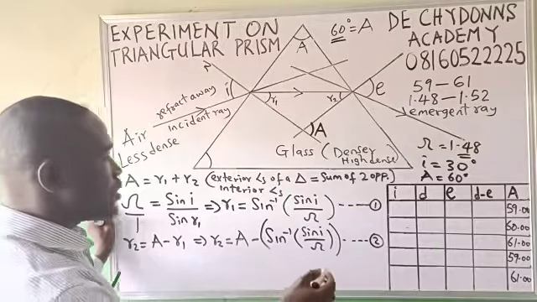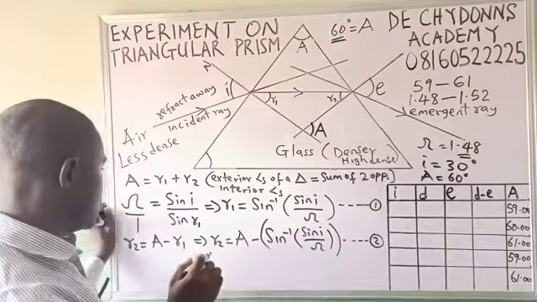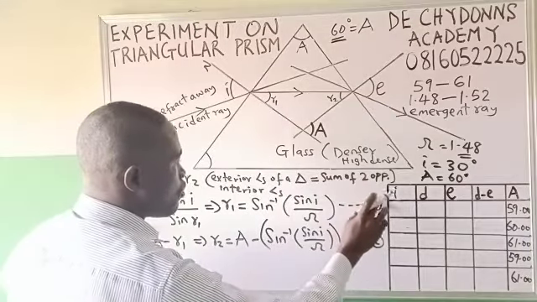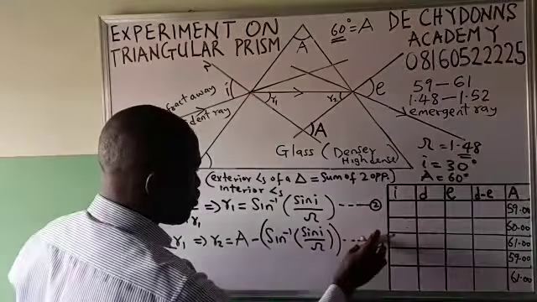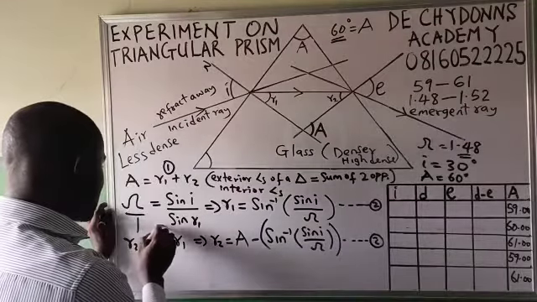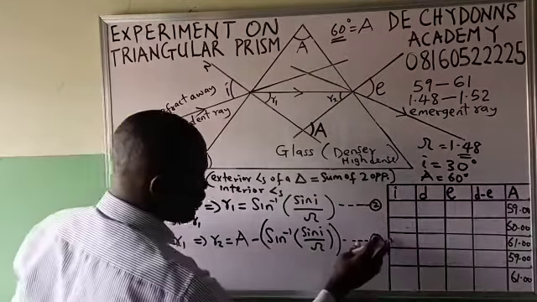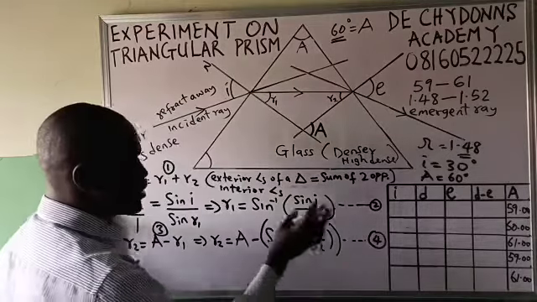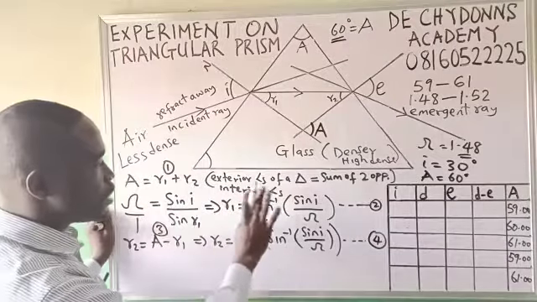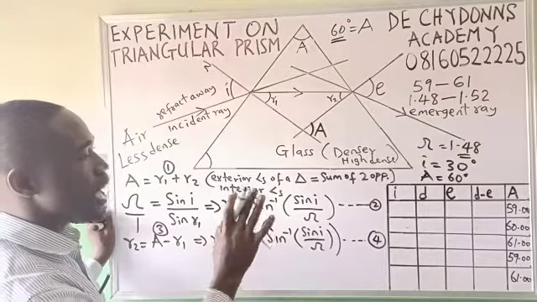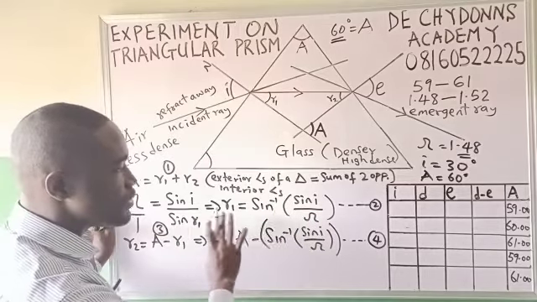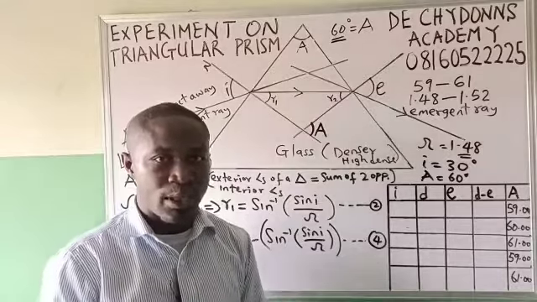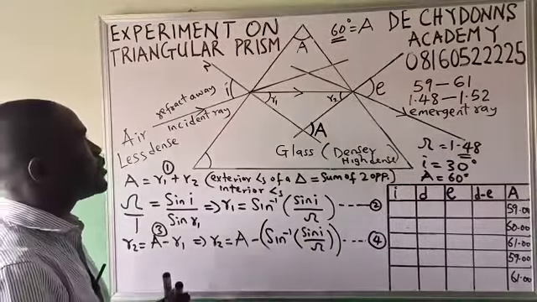Then we have noted formula 1. Let's call this formula 1. Then this one will be formula 2. This one will be formula 3. And this one will be formula 4. Please, we need to note this because we will use all these formulas to get our readings. We just use these formulas and get our readings without touching the apparatus. Okay?